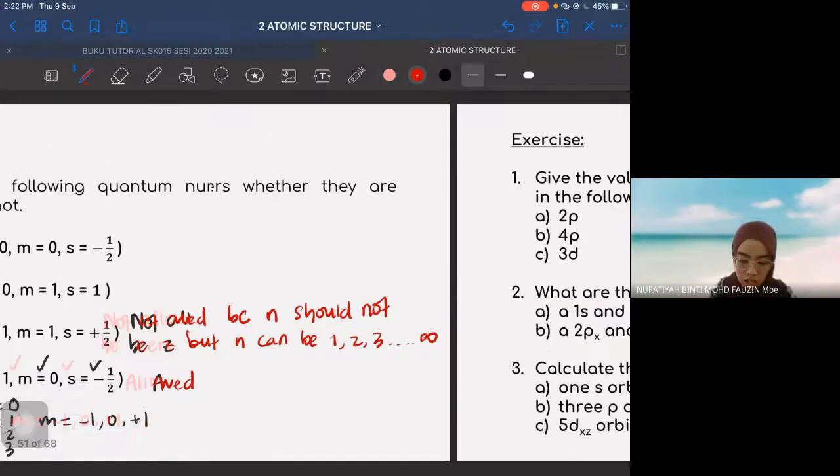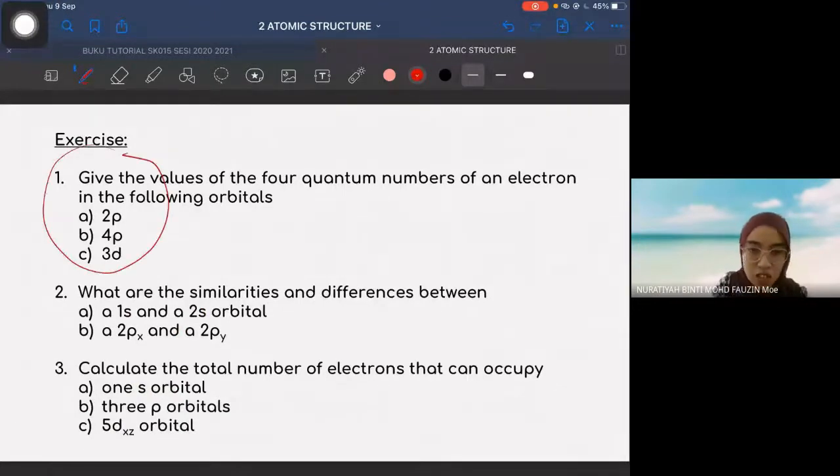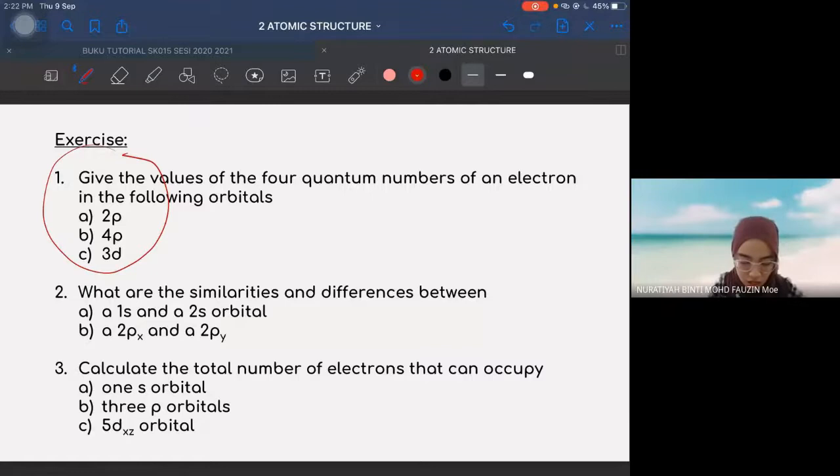Okay. Next, awak punya exercise. I think soalan ni kan, sama dengan soalan tutorial awak kan? Sama kan? Yes. So, kita tak discuss sekarang. So, number two, what are the similarities and differences between a 1s and a 2s orbital? Apa yang similar, apa yang different?